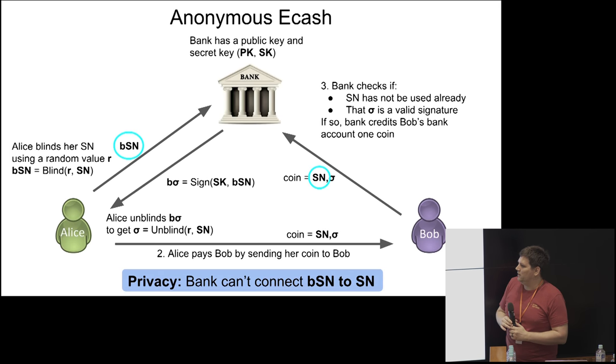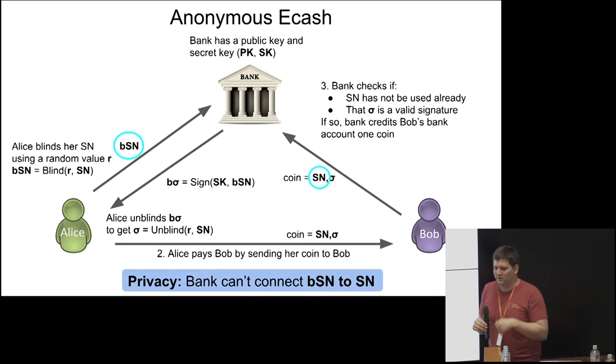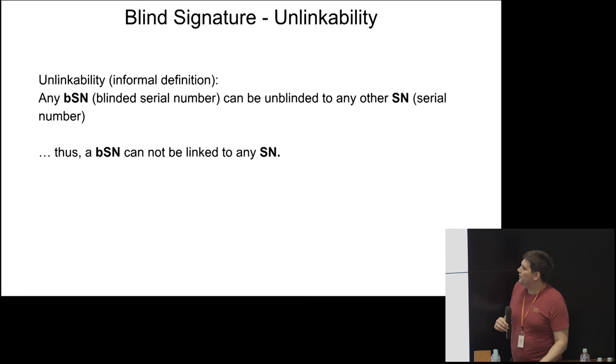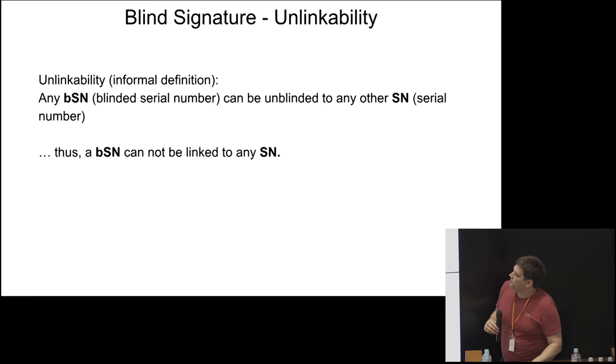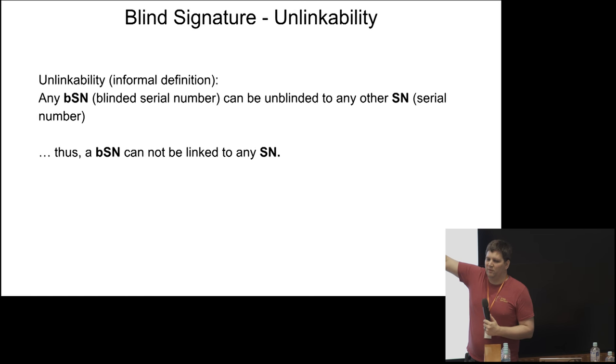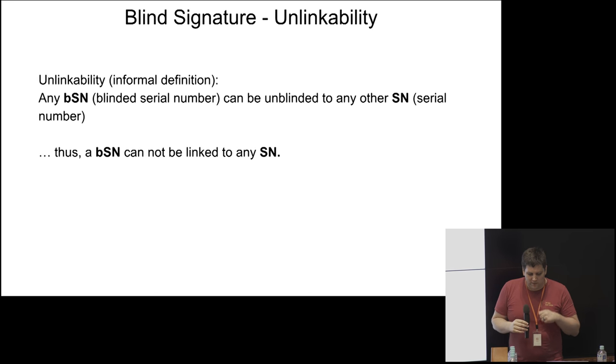And this is an important construction to use in privacy protocols because it enables a third party to issue coins without being able to link those coins when they are redeemed. All right, so when we say that this is private, what do we actually mean? Well, I'm going to give you a very informal privacy definition. The privacy definition is unlinkability.